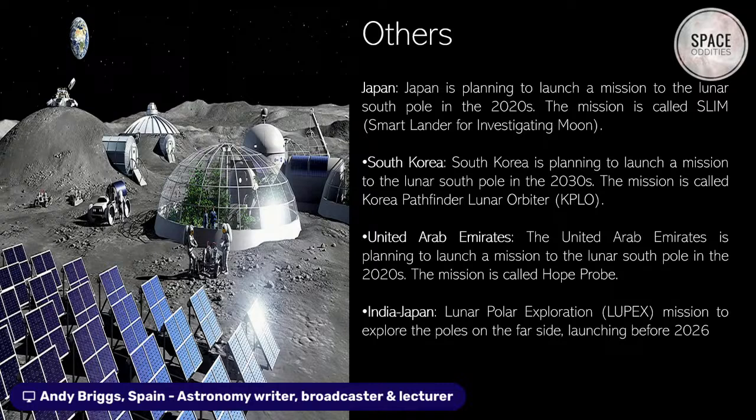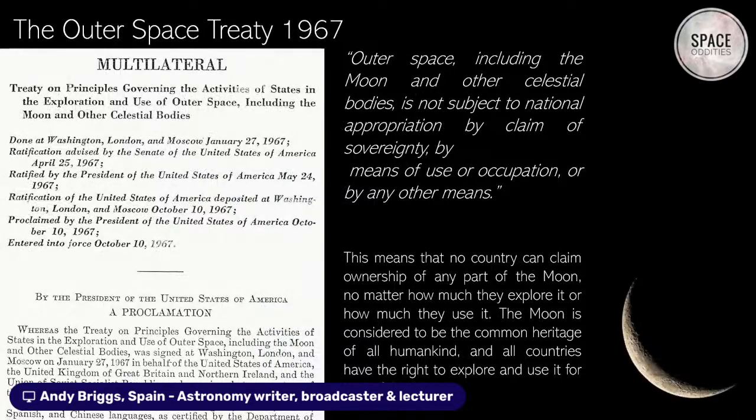India and Japan have a plan to develop a mission called the Lunar Polar Exploration to explore the poles on the far side that we can't see directly from the Earth, launching before 2026. So that's a nice international collaboration.